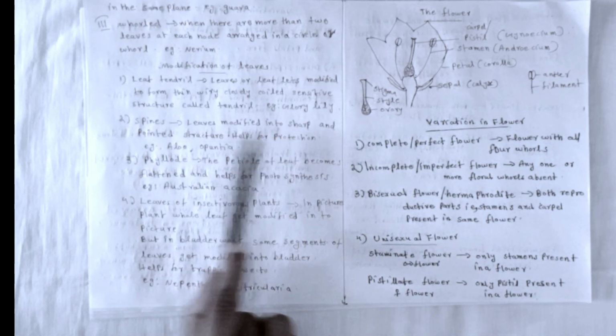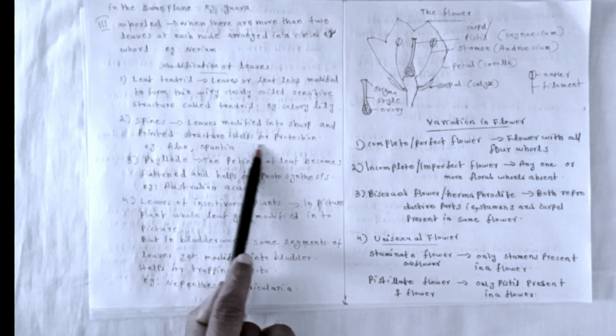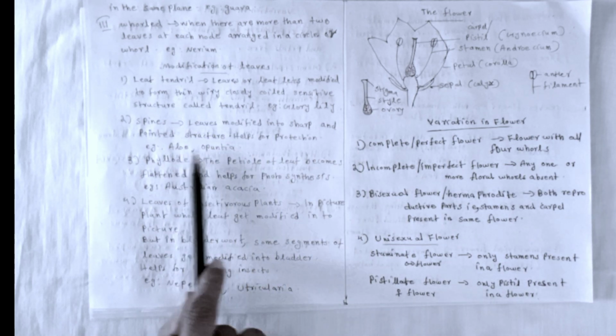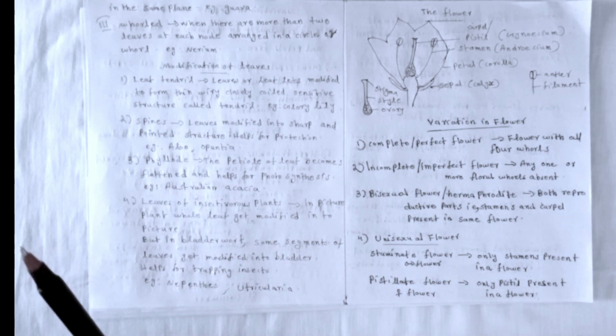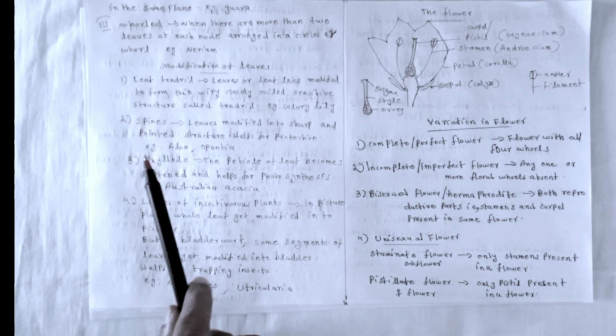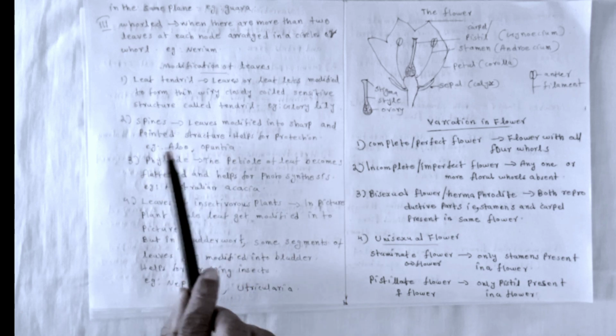Then spines. Leaves modified into sharp and pointed structures help for protection. Example, aloe vera, opuntia, etc. Here, little spine-like parts arise mainly on the margins and other parts of the leaf. Helps for protection.